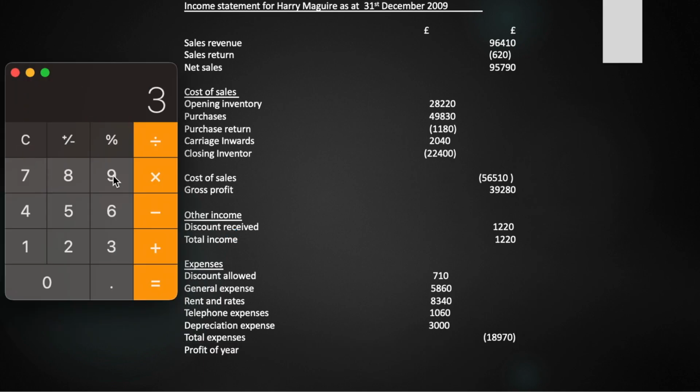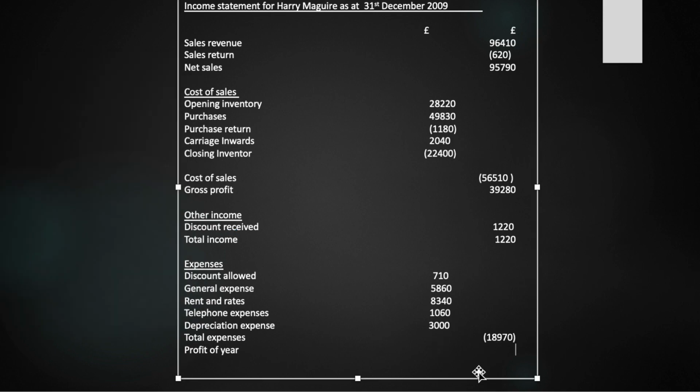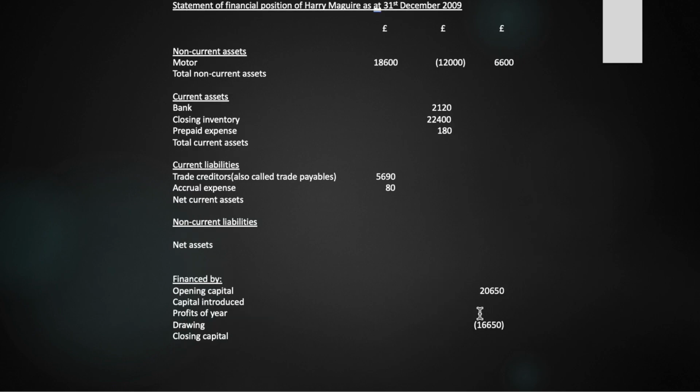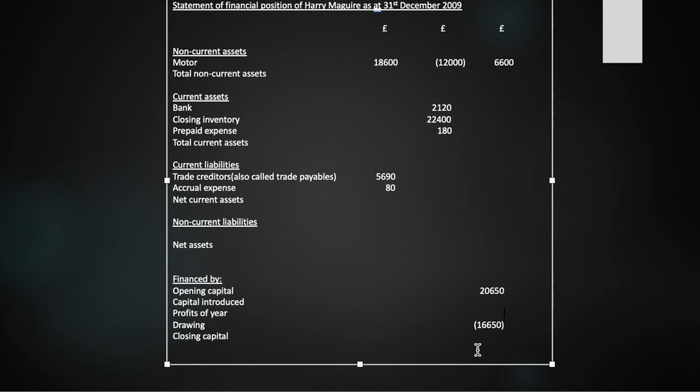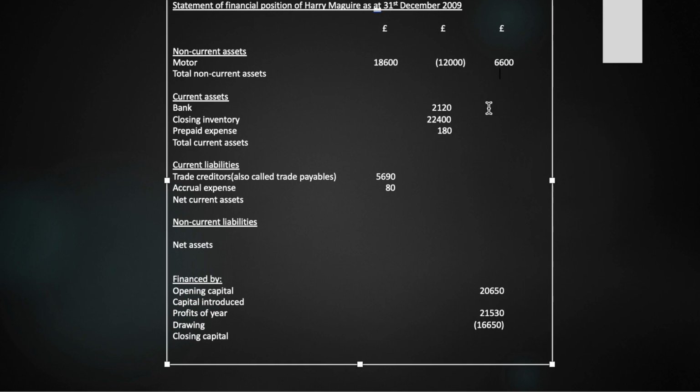So now to work out the profit of the year, we do our gross profit plus other income minus total expenses, and this gives us 21,530. Okay, so now we have the profit of the year. We have to transfer that profit of the year into our statement of financial position in the financed by section. So we write 21,530 as the profit of the year.